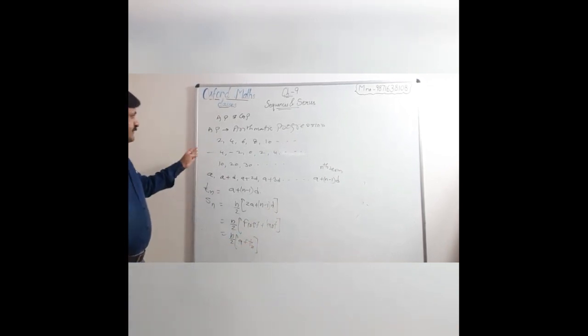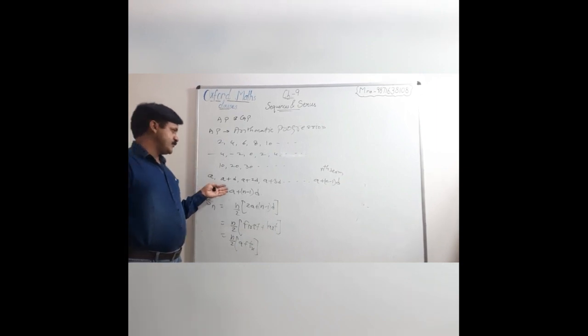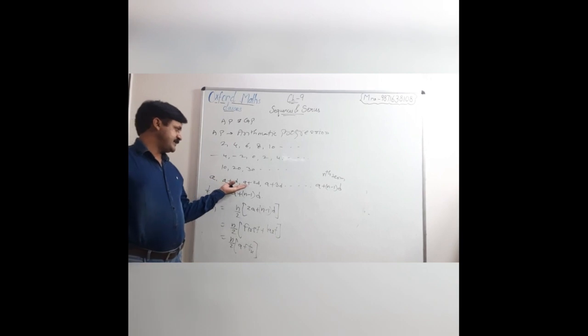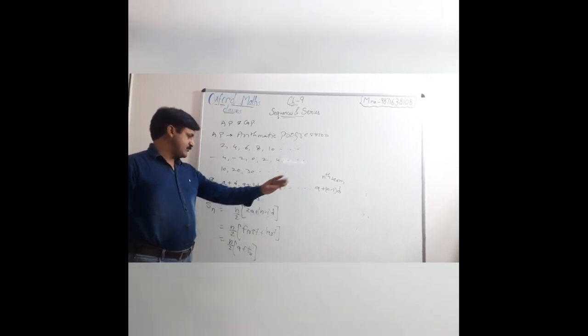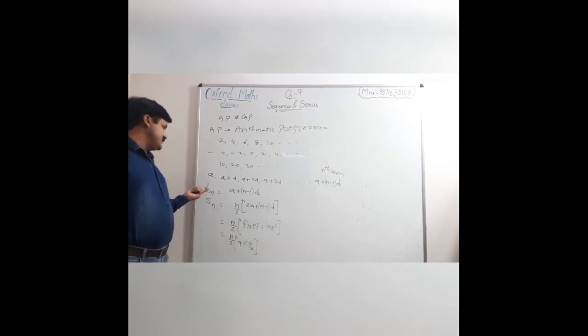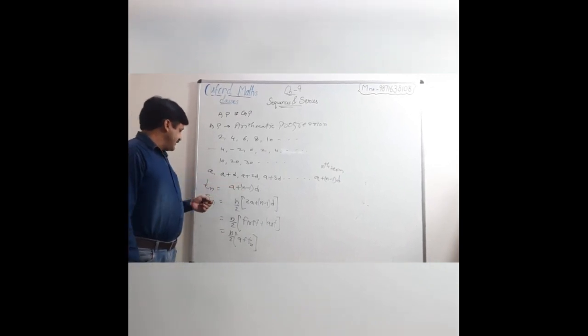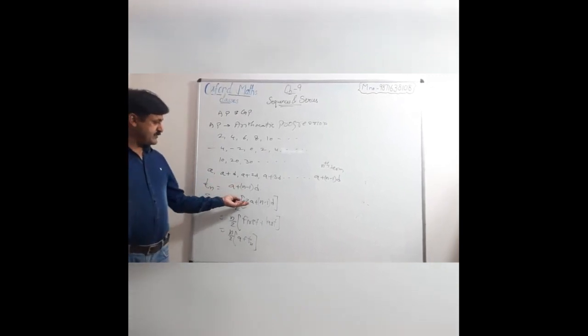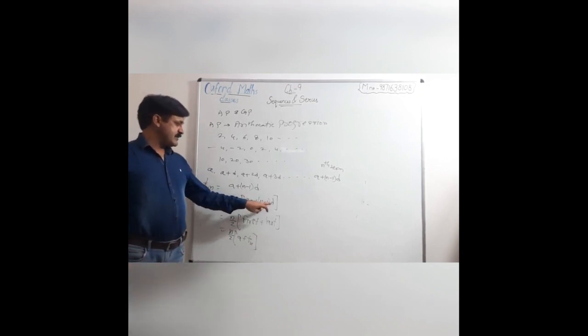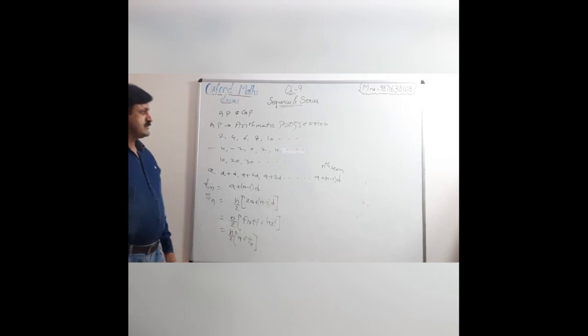That is AP. When the common difference is the same, it is called AP. The general terms of AP are a, a plus d, a plus 2d, a plus 3d, and so on, up to a plus n minus 1 d. To find any term, the nth term is equal to a plus n minus 1 into d. To find Sn: n upon 2 bracket 2a plus n minus 1 into d. Here a is the first term, n is the number of terms, and d is the common difference.